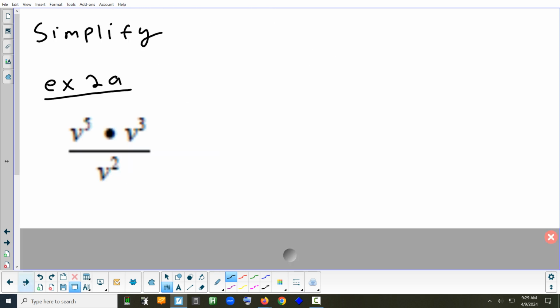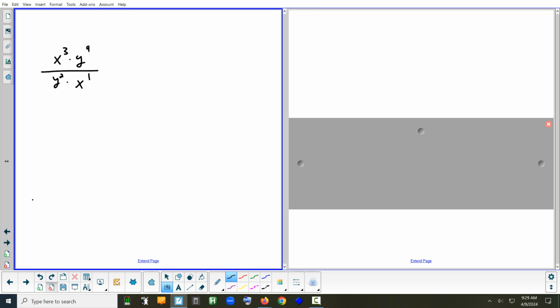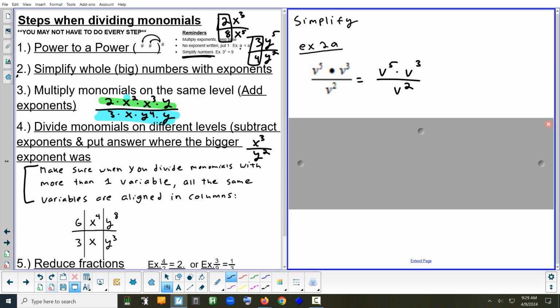Okay, so let's try example 2a. Let me rewrite it in case you can't read it. It's v to the 5th times v cubed over v squared. Okay, and let's look at our rules. Do we have parentheses in this problem with an exponent on the outside of them? No, then we don't have to worry about rule 1. Do we have any numbers in front of the variables, like 3/4 or something that we could reduce? No. So we don't have to do rule 2.